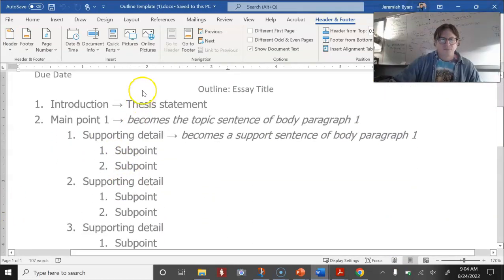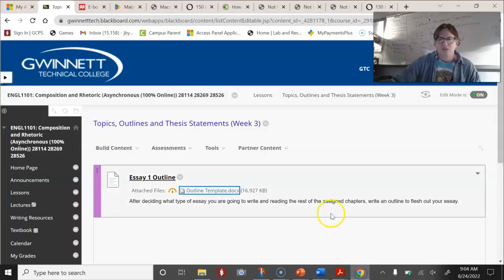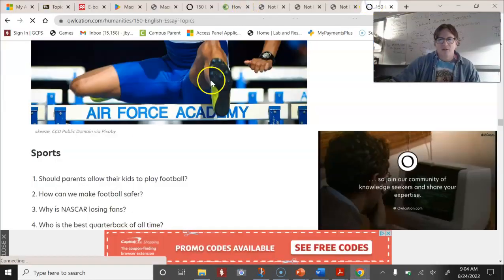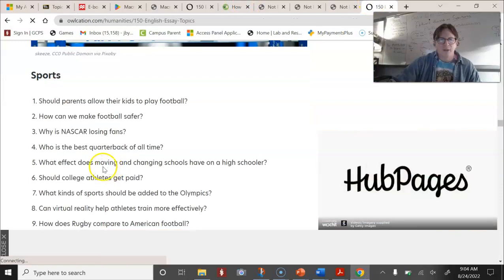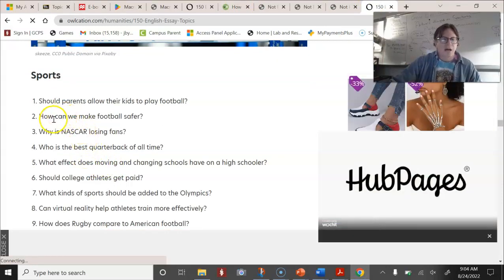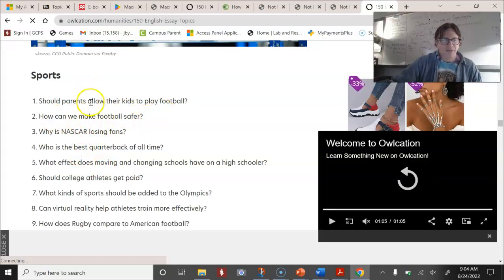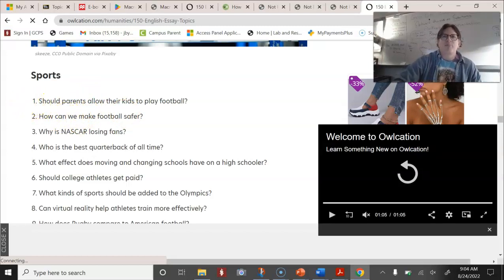And then write a thesis statement where essentially you take a topic and you answer it with three things. So, how can we make football safer? Easy enough just to say, we can make, or the NFL can make, football safer by improving helmets, requiring no contact in preseason games, and blank.